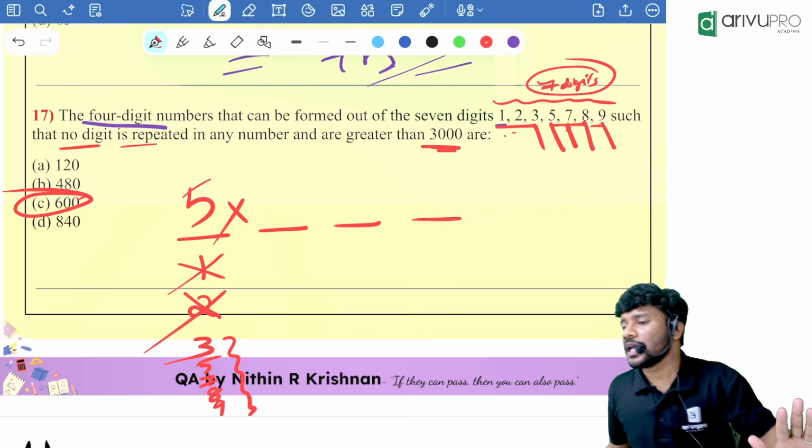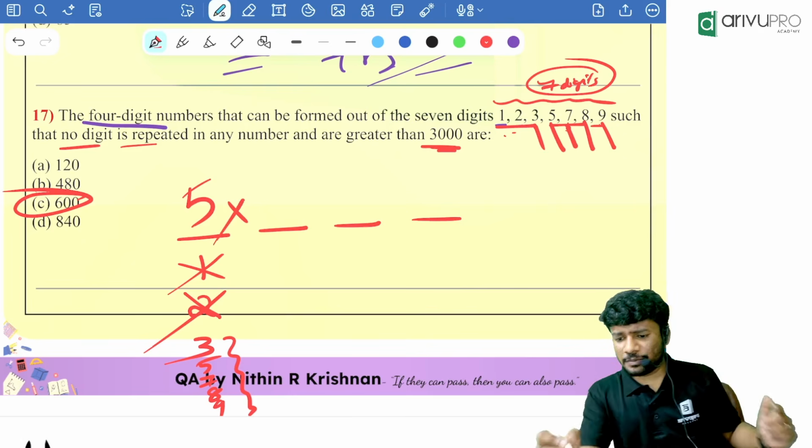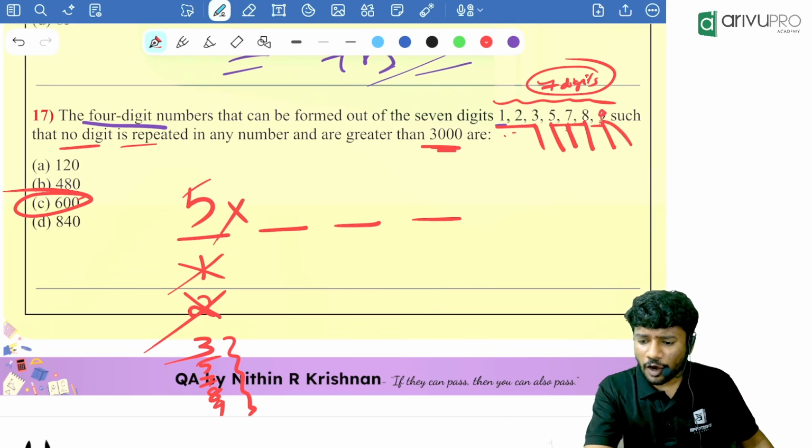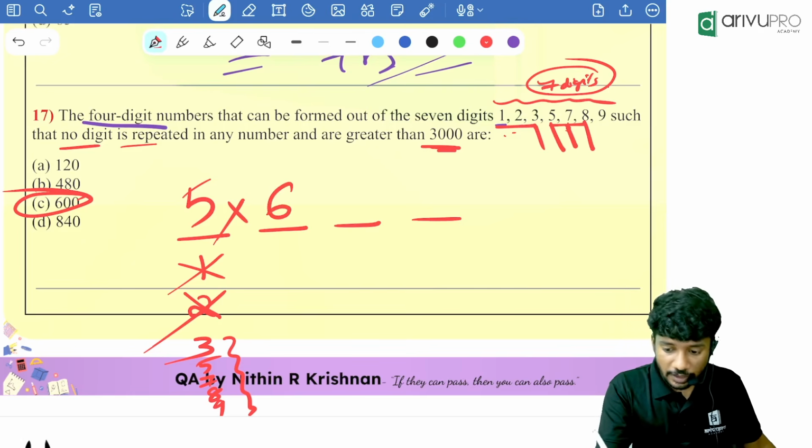Now, one person already sat. For example, I am telling 9 already sat. How many are remaining now in total? Out of the 7, 1 already sat means 6 are remaining.